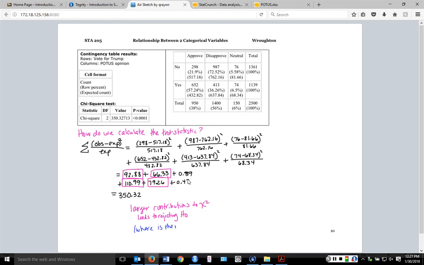So if I think about that here, if I look at those numbers to see where did those values come from, so this 92.88 came from this no approve area. The 66.33 came from the no disapprove. The 110.99 came from the yes approve. And our 79.26 came from this yes disapproving. So in a sense, it's the approve and disapprove columns where this relationship is really happening.